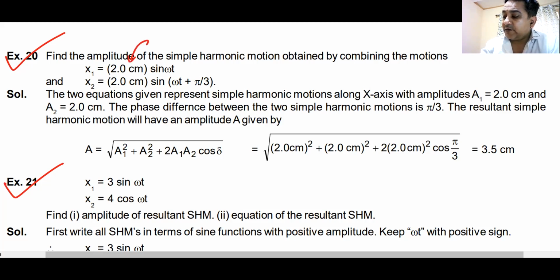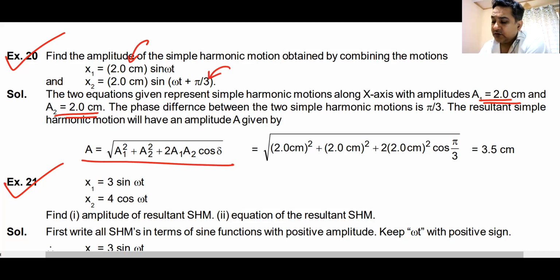So here A1 is 2 and A2 is also 2. Phase difference is pi by 3 or 60 degrees. You get the resultant amplitude as root over A1 square plus A2 square plus 2 times A1 A2 cos theta. The amplitude becomes 3.5 centimeters.